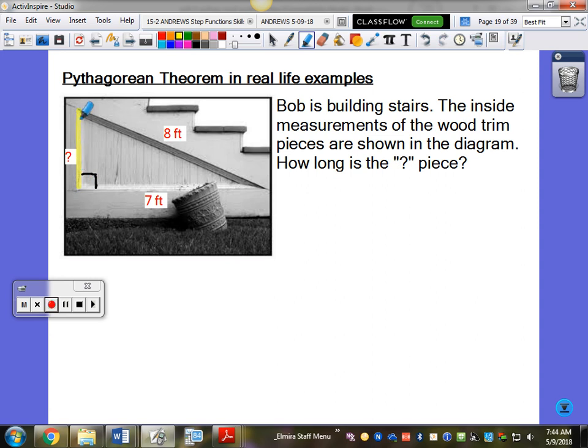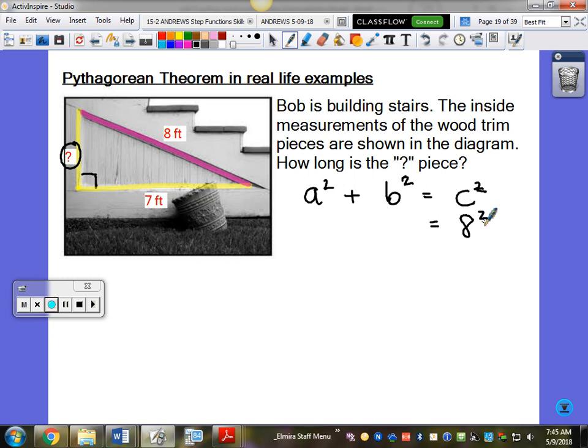Well, there's a trim piece here, there's a trim piece here, and there's a trim piece here. Okay? The pieces are shown in the diagram. How long is the question mark piece? So we are, again, just going to use our Pythagorean theorem. I can see that the piece I don't know is a leg, and 8 is my c.